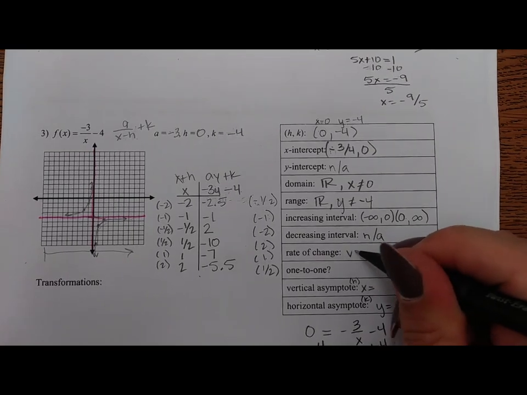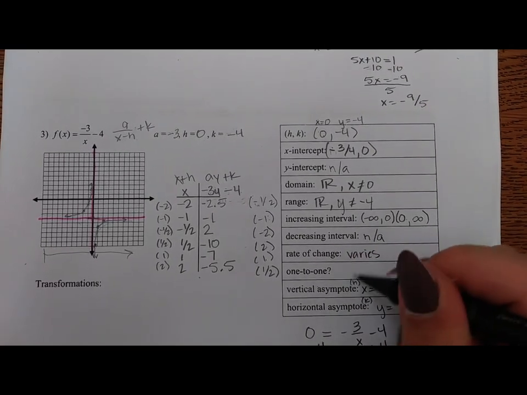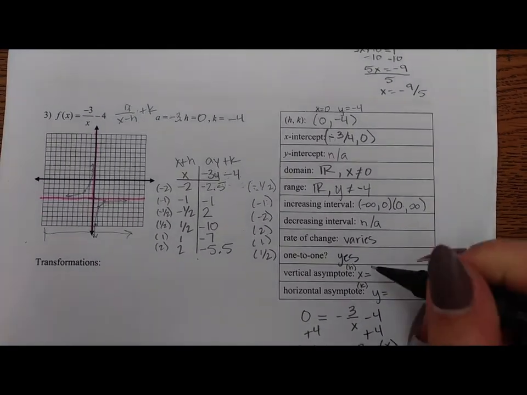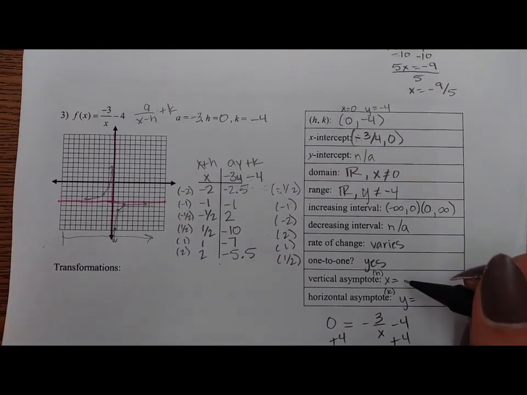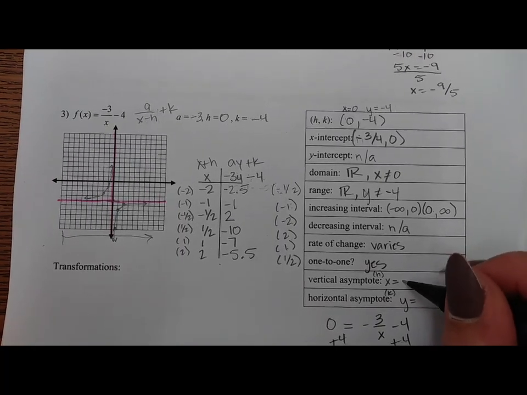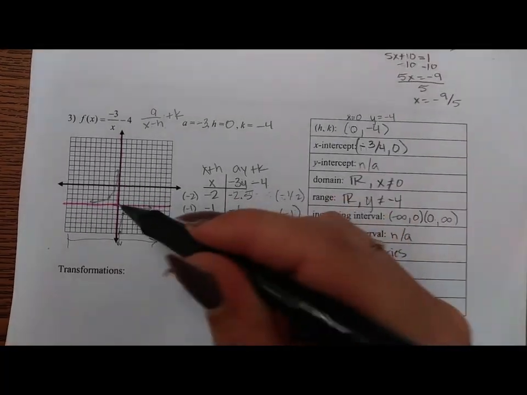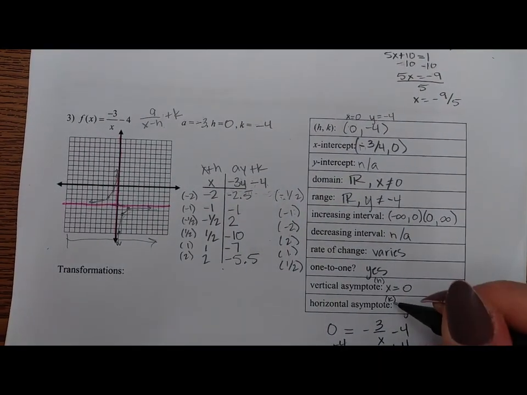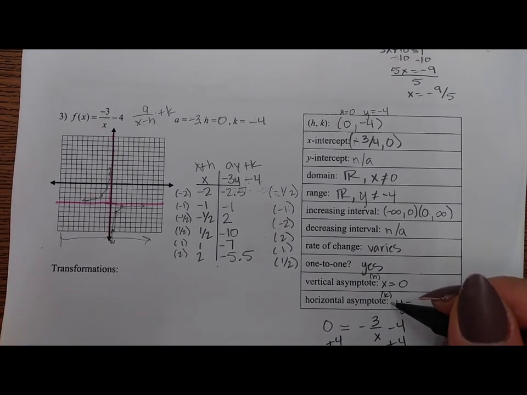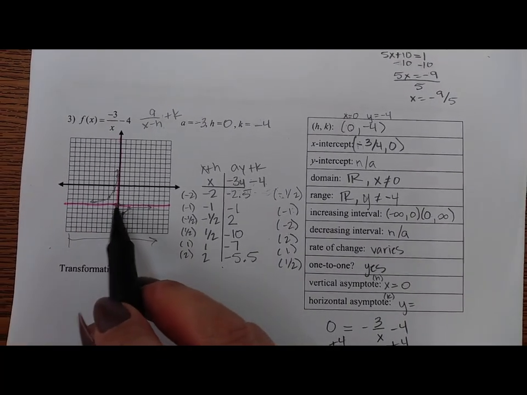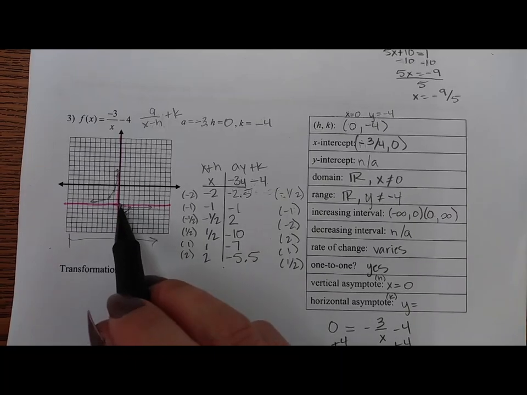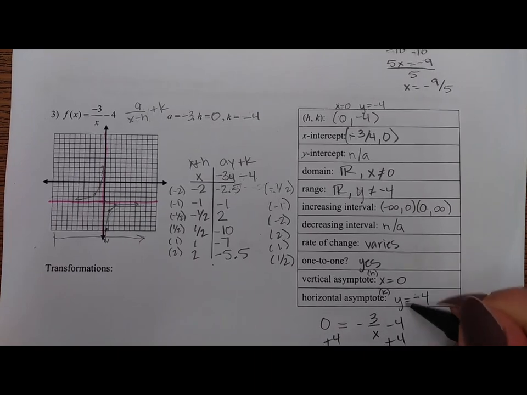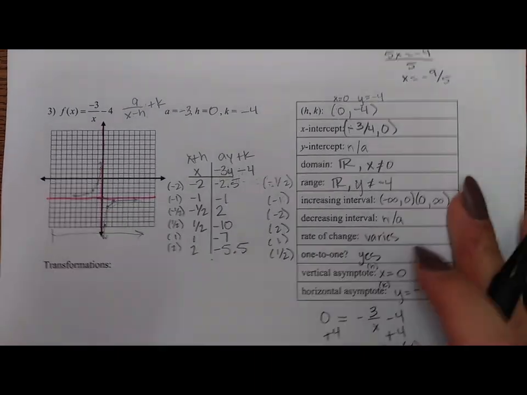Our rate of change always varies. Our one-to-one is always yes. And our vertical asymptote here is x equals 0, right? Because it has to cross through the x-axis, and it's a vertical line. And we look at our k, and we say our horizontal asymptote goes this way because k equals -4. So y equals -4 for our horizontal asymptote.